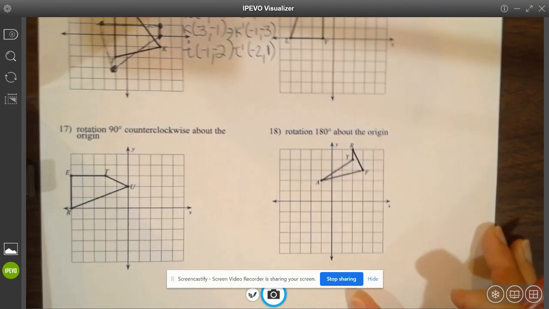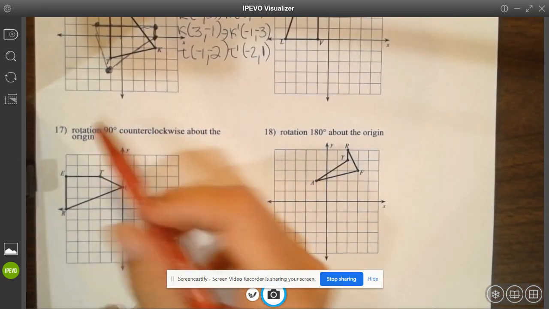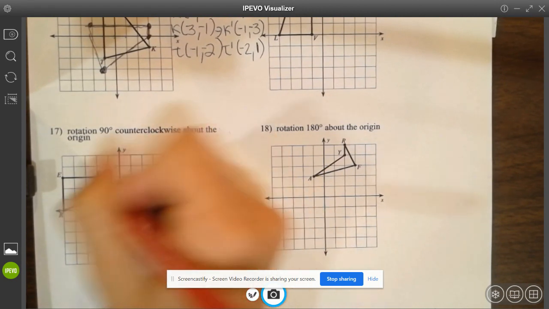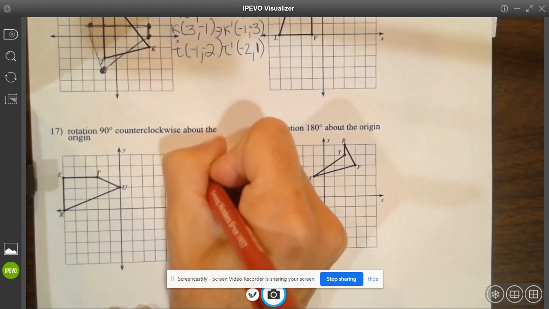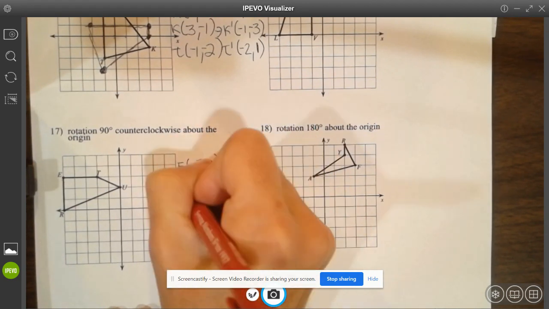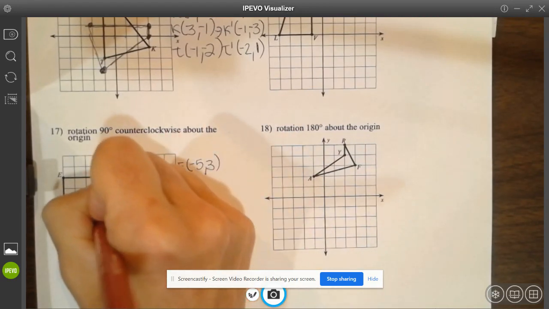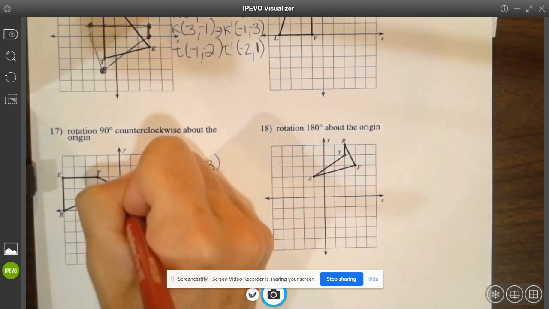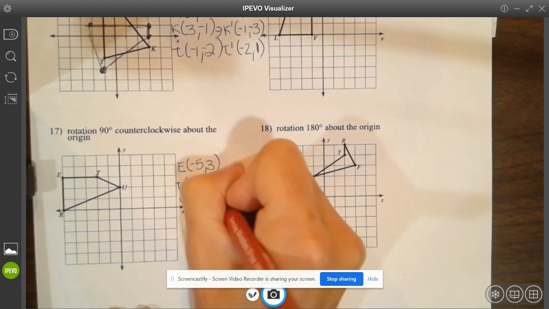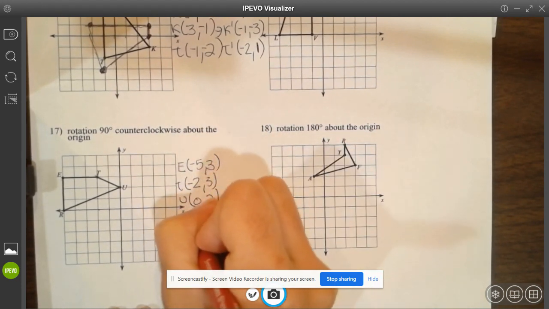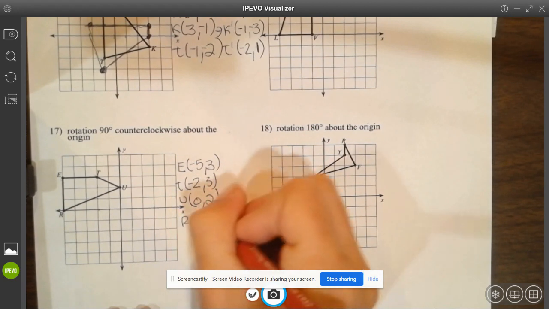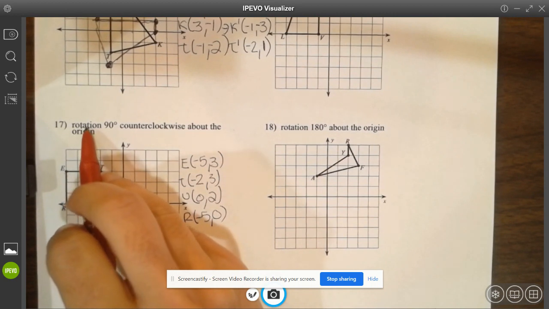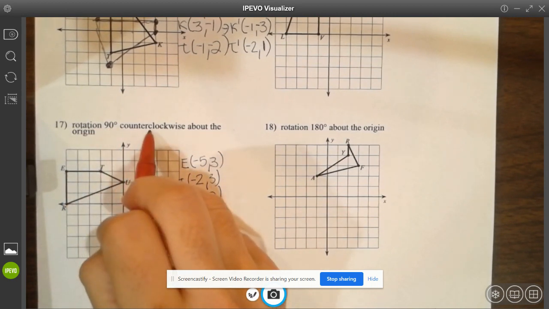Let's do this one. So rotation counterclockwise about the origin. Let's look for the points first. So E is -5, 1, 2, 3. So that's -5 and then 3 up. T is 1, 2, 1, 2, 3. So that's -2, +3. U is 0 and then 2 up. And then R is -5 and then 0.